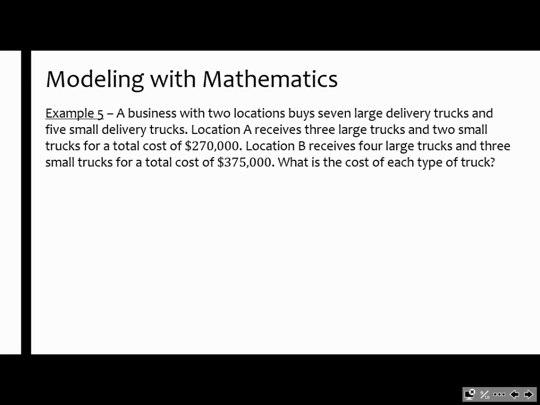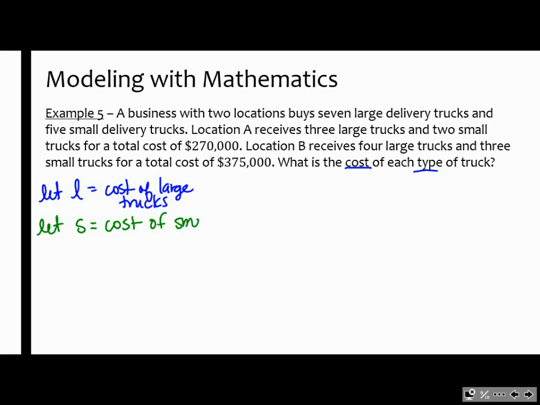Let's go through and define our variables. We're looking for the cost of each type. So our large trucks, let's just call those L. Let L be the cost of large trucks. And let S be the cost of small trucks.